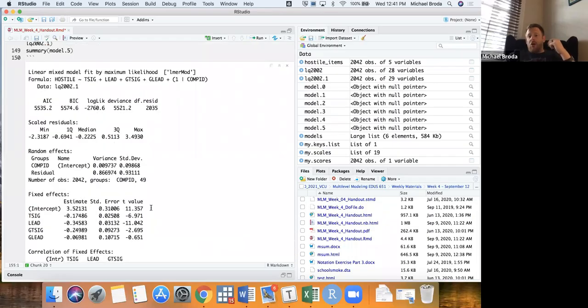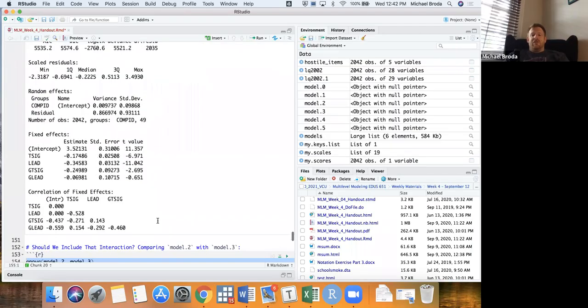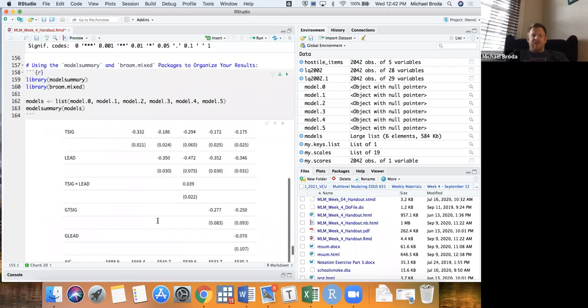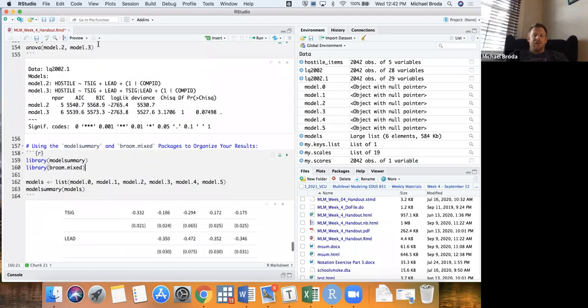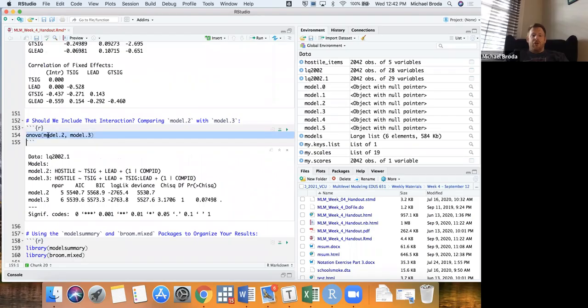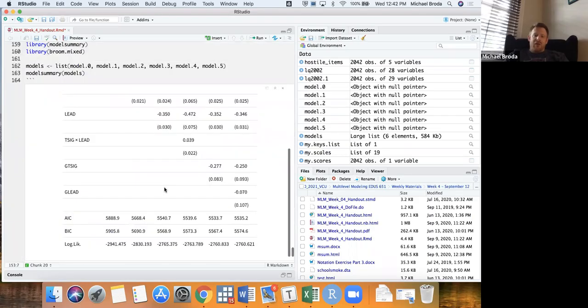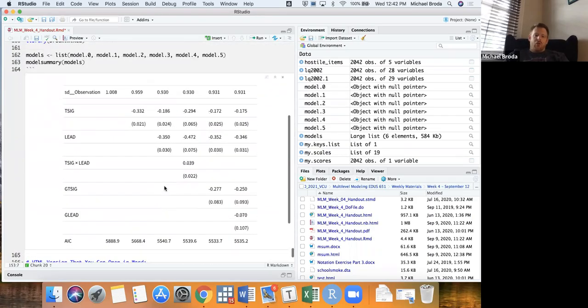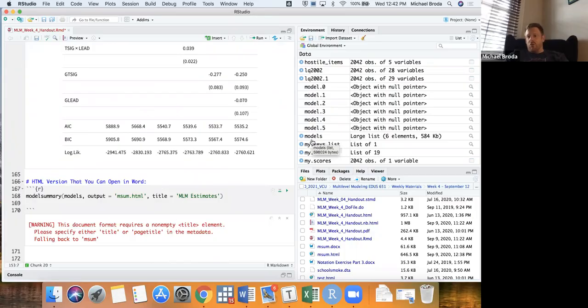One bummer about R, we don't get p-values, but as long as we keep in mind the cutoff values for a t-statistic, below -2 or above +2 is kind of the bare minimum, we can at least get a sense of how significant these things are. And then of course we get a true p-value by running this ANOVA command. And then we made a cool summary table and something we can work with in Word.